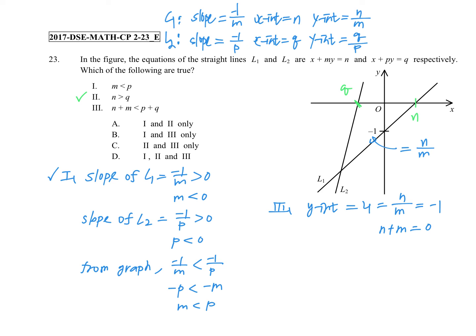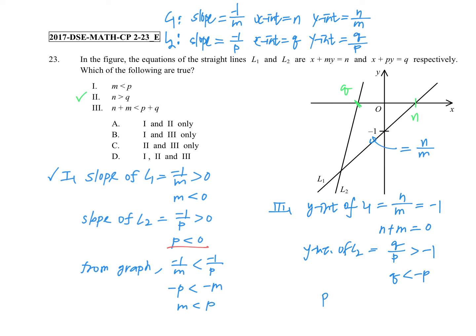And then the y-intercept of L1, and then the y-intercept of L2, which is not shown in the diagram, but of course it will be above the x-axis, so that will be given by q/p. And then of course it will be bigger than -1, but since p is less than 0, that's why q will be less than -p, because p is less than 0.